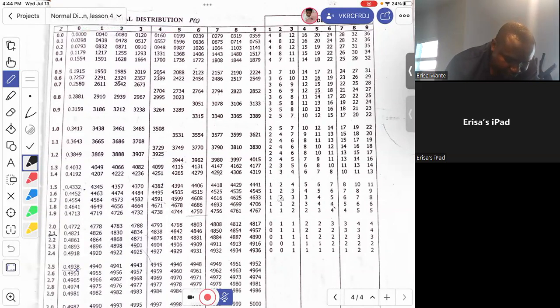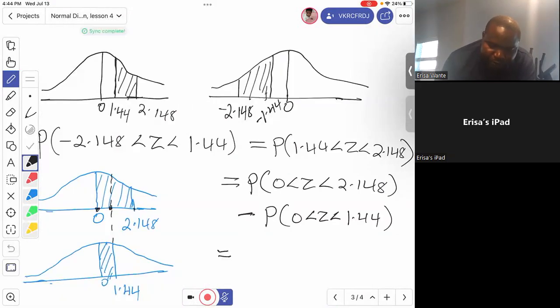2.1 is right here, okay? 10, 11, 12, 13, 14. So that is 4838. Yes, it is 4838, but I want 2.14, and then 8. This is what I'm reading here, 2.148.